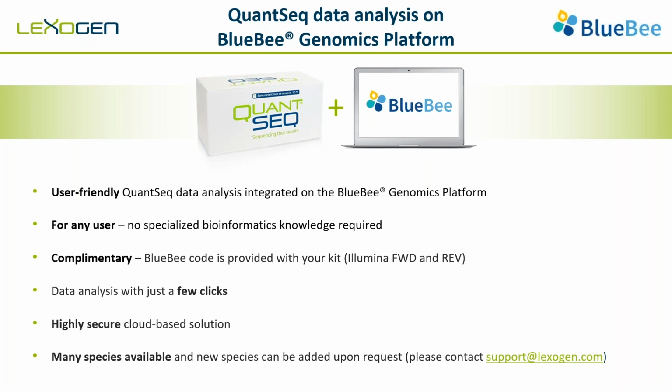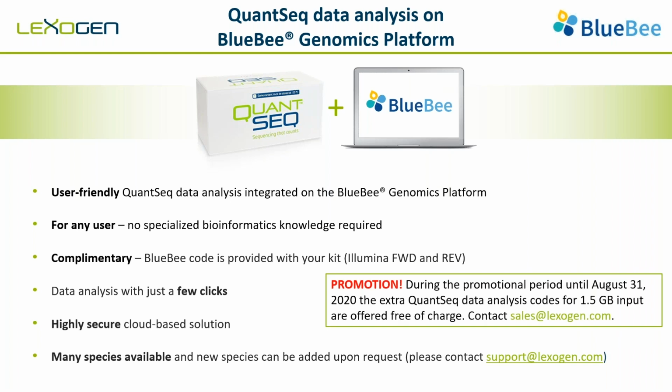Quantic data analysis on BlueBee is extremely user-friendly and can be used by any customer. Again, no prior bioinformatic knowledge is required. When you buy a Quantic kit, you will get an access code that is used on BlueBee's site for analysis at no cost to you. We also have a promotion going until the end of August where extra Quantic codes of up to 1.4 or 1.5 gigabytes of input data are offered free of charge. With just a few clicks, you can upload your data and perform analyses. And again, BlueBee offers a highly secure platform with a variety of reference genomes available. And if your species is not listed, you can always contact us at support@lexogen.com and request that a species be uploaded for a fee.